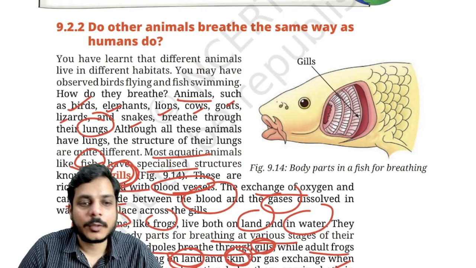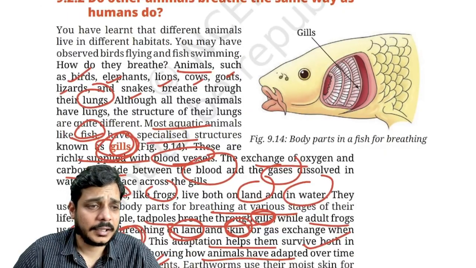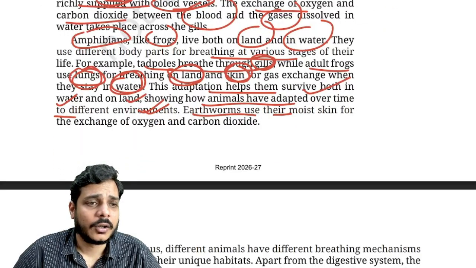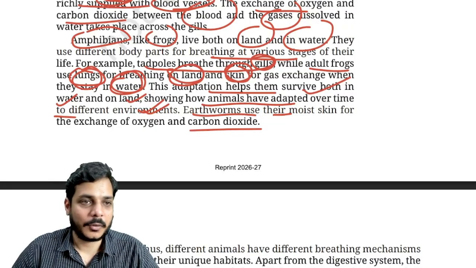What about earthworms? Earthworms have a moist skin that is useful for the exchange of oxygen and carbon dioxide. All of this is very important.